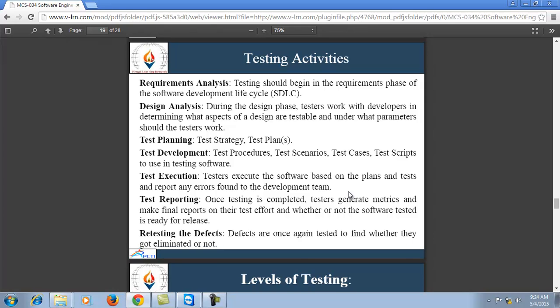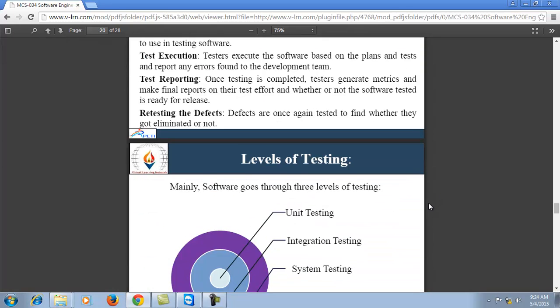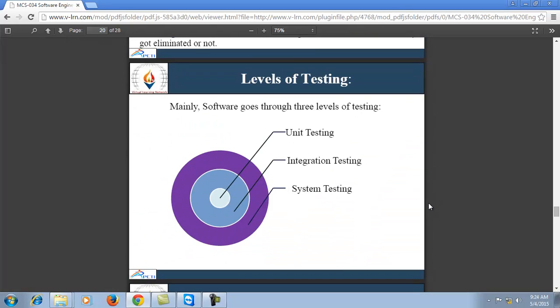So testing plays a very important role in the entire SDLC, because testing effort ensures the quality of the software, basically. Right? Now let's explore different levels of testing. You can have a view on this part. Mainly, software goes through 3 levels of testing.